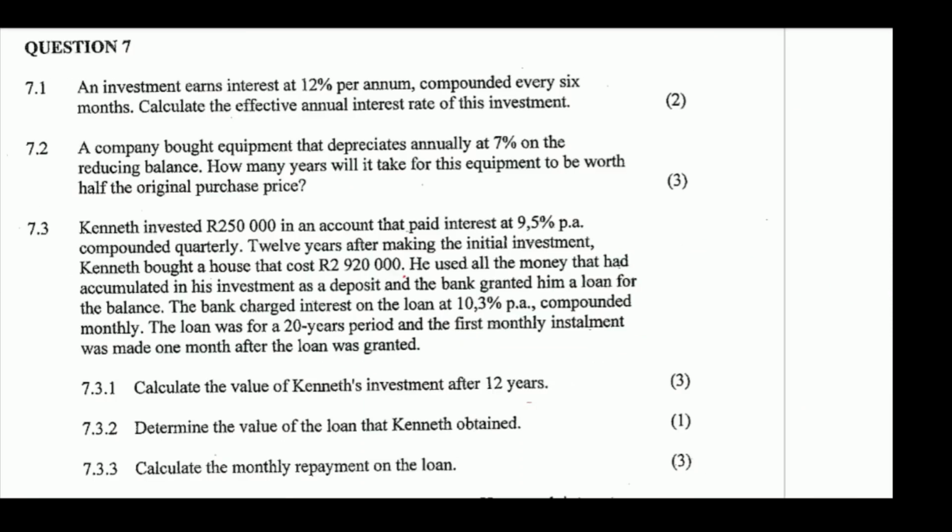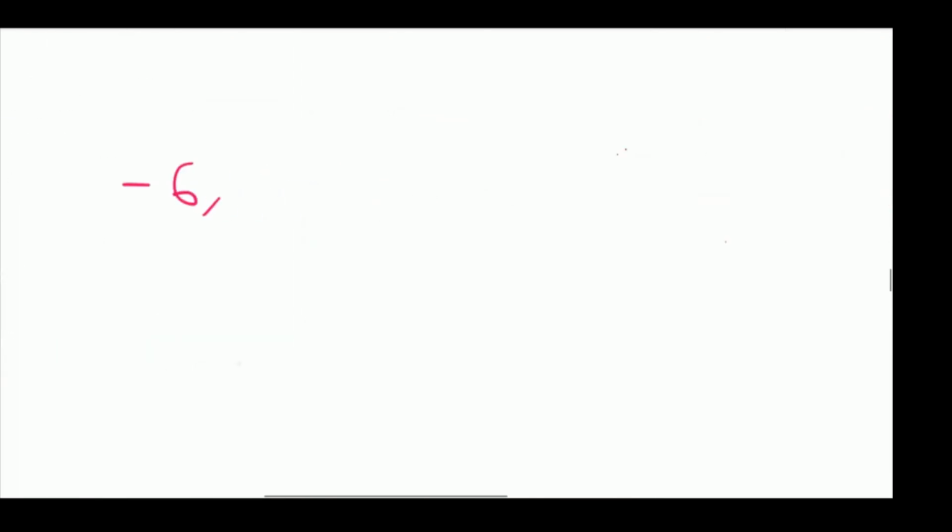In question 7.1, it says that an investment earns an interest rate of 12% per annum compounded every 6 months. Calculate the effective interest rate of this investment. So we are told that the interest rate is equal to 12% compounded every 6 months, meaning half yearly, right? So it's half yearly, which is 1 over 2.